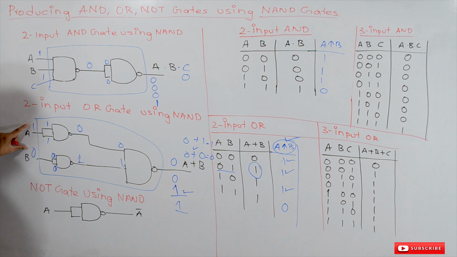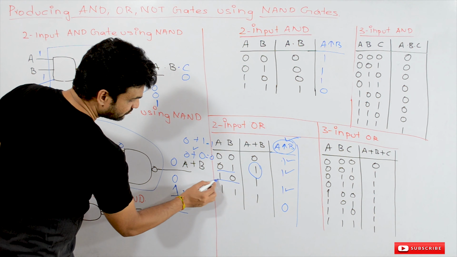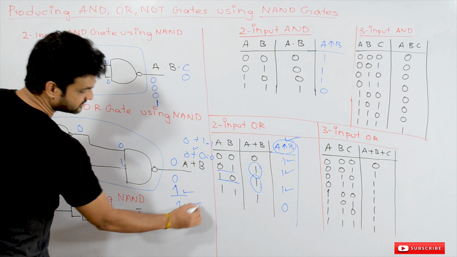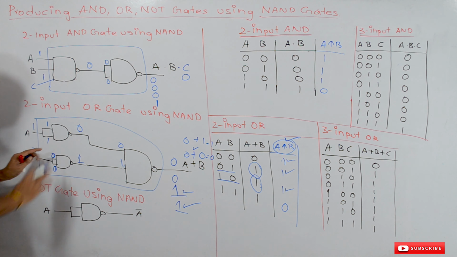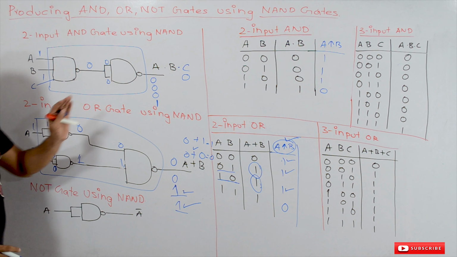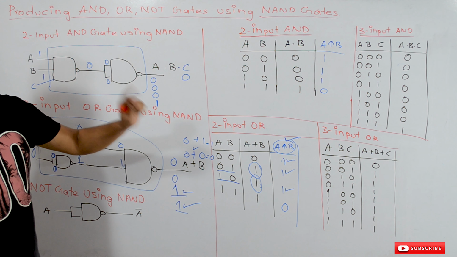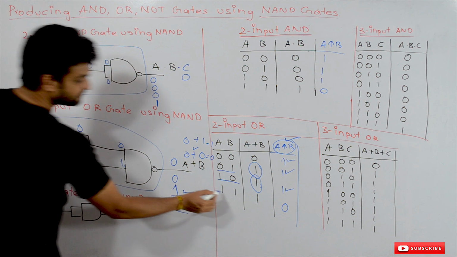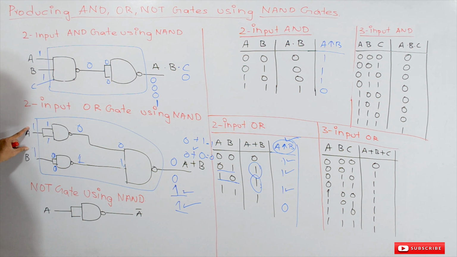Similarly if you take 1 0, what will the OR gate produce? An OR gate will produce a 1. Okay, using the NAND gates we have created an OR gate. We are left with one more combination, it is 1 1. Using 1 1, what will the OR gate produce? The OR gate will produce a 1.